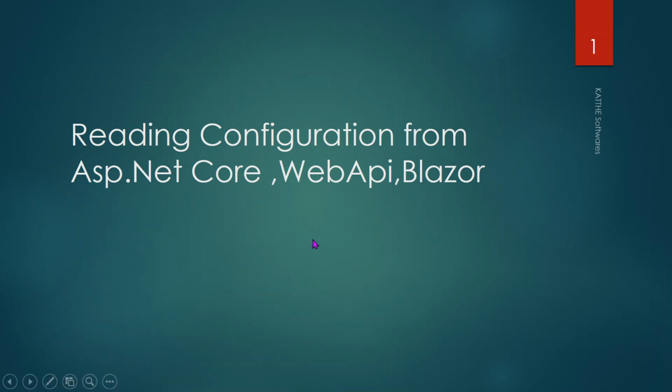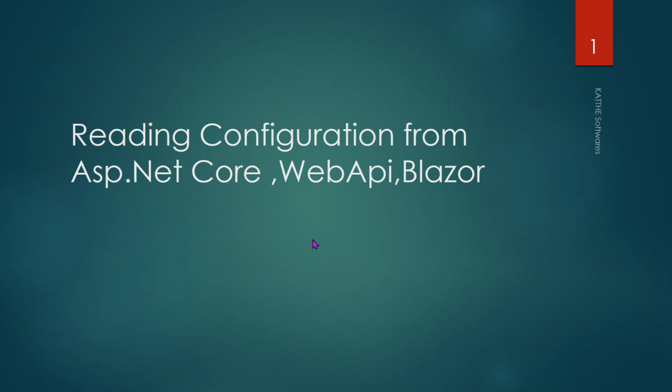Hi, today I'm just going to talk about configurations: we have appsettings.json and environment variables and many things. It looks like a very big area, all those things, but it's very simple. Let me go with the concept. It is the same whether it's ASP.NET Core or Web API or Blazor, everywhere it is the same.